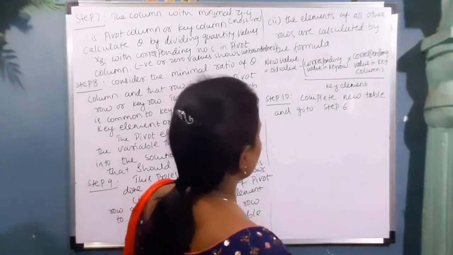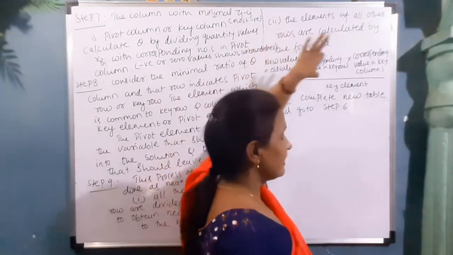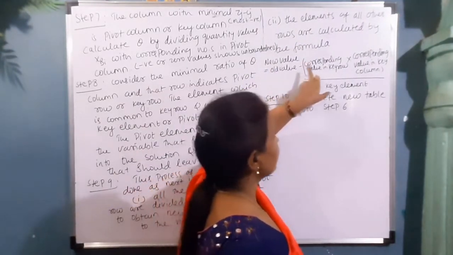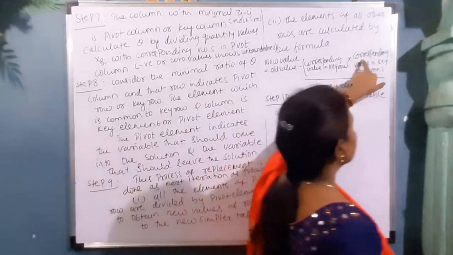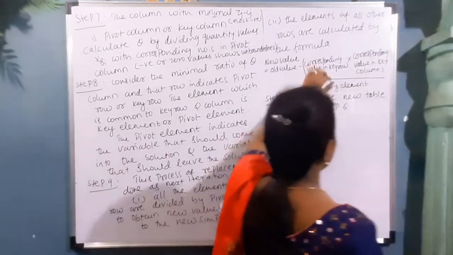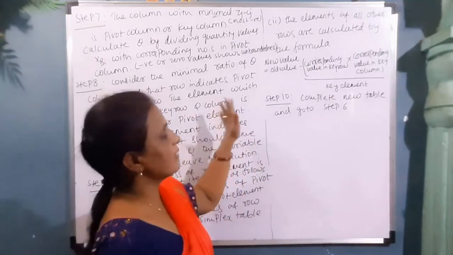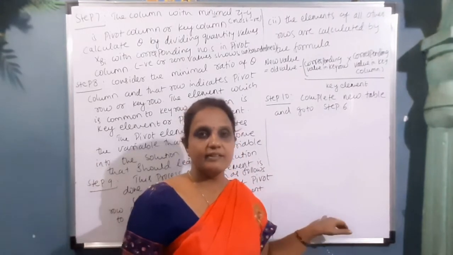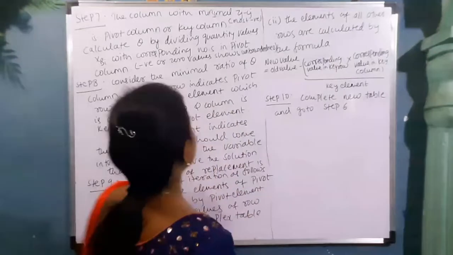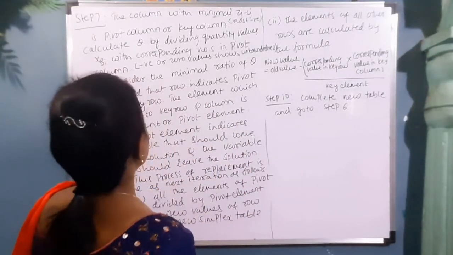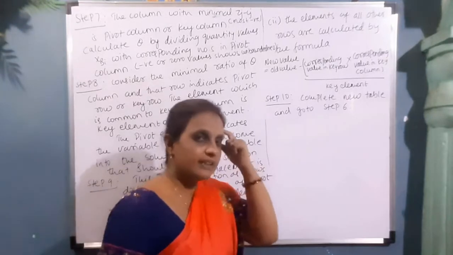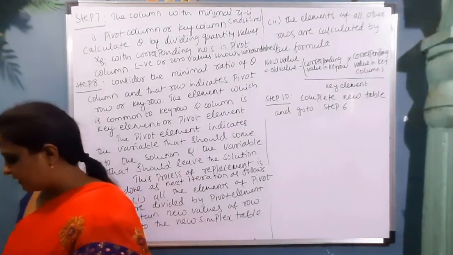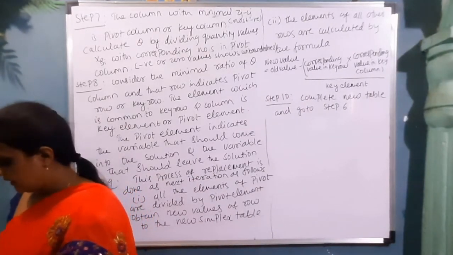Then the remaining rows are obtained by finding each and every value by the formula: new value equals old value minus corresponding value in key row into corresponding value in key column divided by key element. Once the new table is formed, we will again go to step 6. In step 6, we will find Zj minus Cj, and then again we can check. If suppose we have got Zj minus Cj as positive, then we can stop the process. So we have written that in step 6.